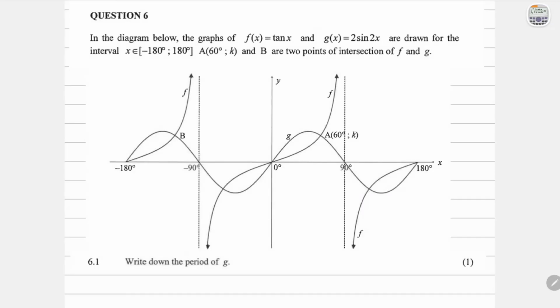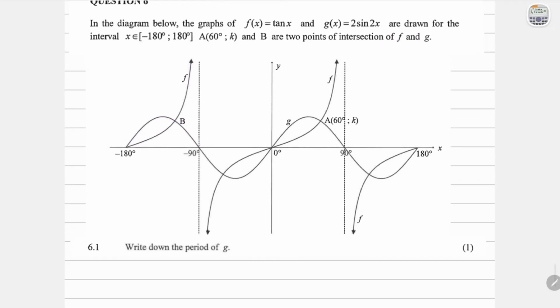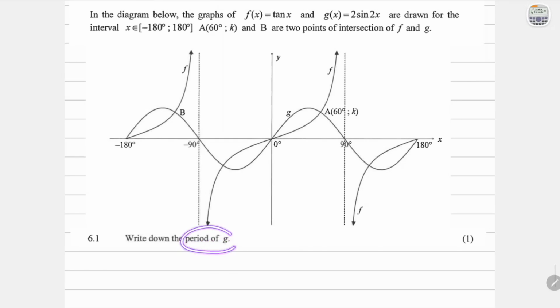We are now on question 6, and question 6 says, in the diagram below, the graphs of f of x is equal to tan of x and g of x is equal to 2 sine 2x are drawn for the interval where x is an element of -180 degrees to 180 degrees. Then they tell us that A, 60 degrees, K, which is over there, and B are 2 points of intersection of the graph of f and g, as we can see. Okay, so the first question is to write down the period of g.